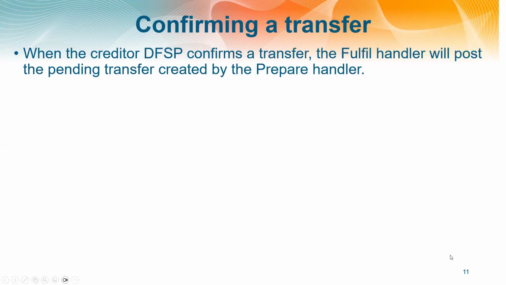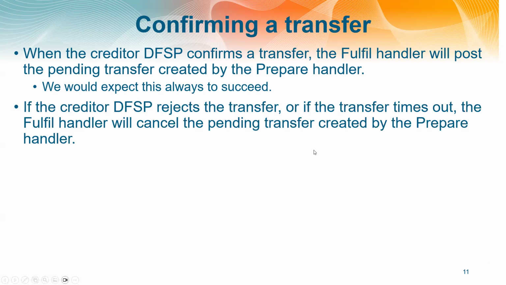When a transfer is confirmed, the fulfill handler in the switch will try to post the pending transfer which was created in the previous step by the prepare handler. Now, we expect this always to be a successful one, since we've already checked that there is a sufficient balance in the debtor account, and of course we don't mind how much of a balance there is in the creditor account. If the creditor DFSP, on the other hand, rejects the transfer, or if the transfer times out, the fulfill handler just cancels that pending transfer, and the balance is set back as if it hadn't happened.